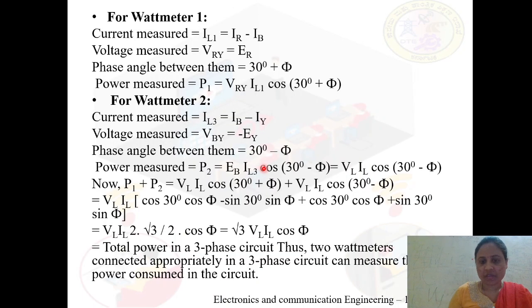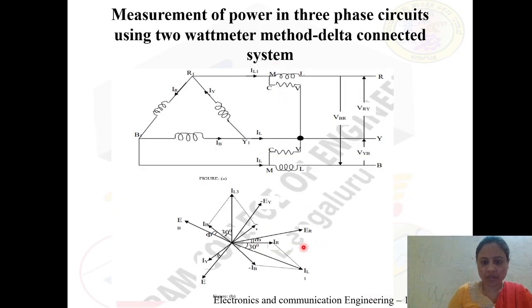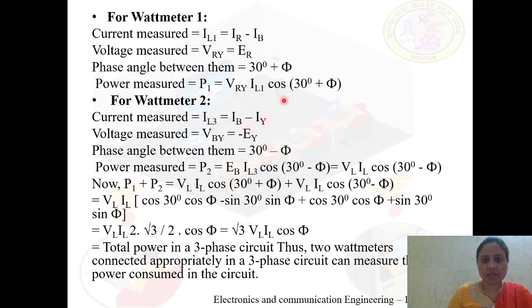IL3. So using this, the phase angle between IL1, that is IR, and VRY is 30 plus phi. Similarly, the angle between IL3 and EY is 30 minus phi.